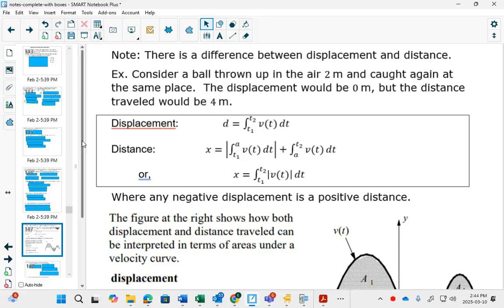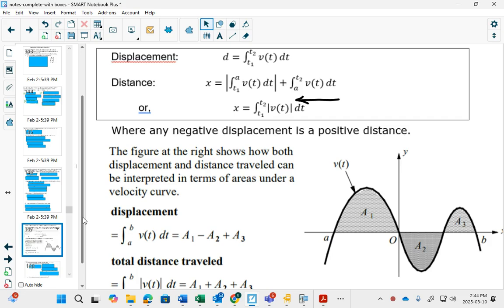If I want to find the distance, I need to find my x-intercepts of when I'm changing direction and find the area of one and the area of the other one. If you have your calculator, making your velocity equation an absolute value inside would make all of your areas positive. And then you would get your distance. Okay? So a negative displacement is a positive distance.